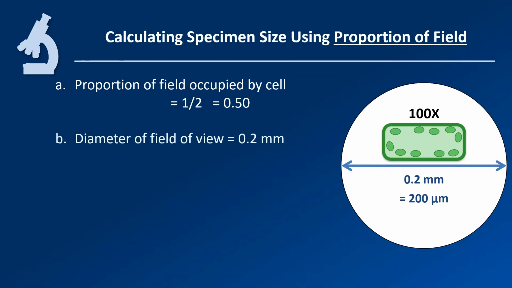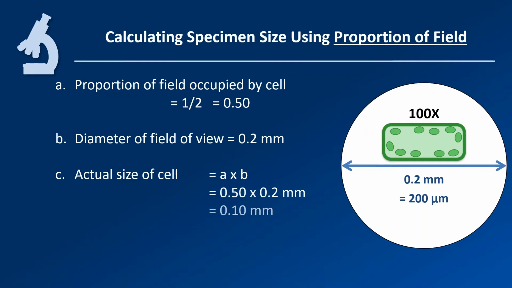And then basically, I also have the other information, which is the size of the field, so 0.2 millimeters. To get the size of the cell, I just multiply the two, the proportion, the fraction, times the diameter of the field. So that would be, of course, 0.5 times 0.2 millimeters. That gives me 0.1 millimeters. And when I convert that into micrometers, I multiply it by 1,000 and I get 100 micrometers for that cell.